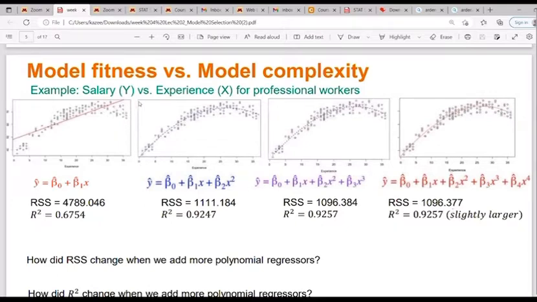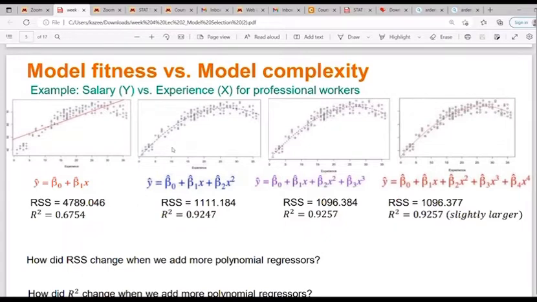The example we want to use today is using the years of experience of professional workers to predict their salary. When we started, we fitted a simple linear regression model, and we got the RSS to be 4789.046, and the R squared is 0.6754. But when you take a look at this scatter plot, you can see that there's a curve. And a curve means fitting linear regression will be out of place, it will not be appropriate.